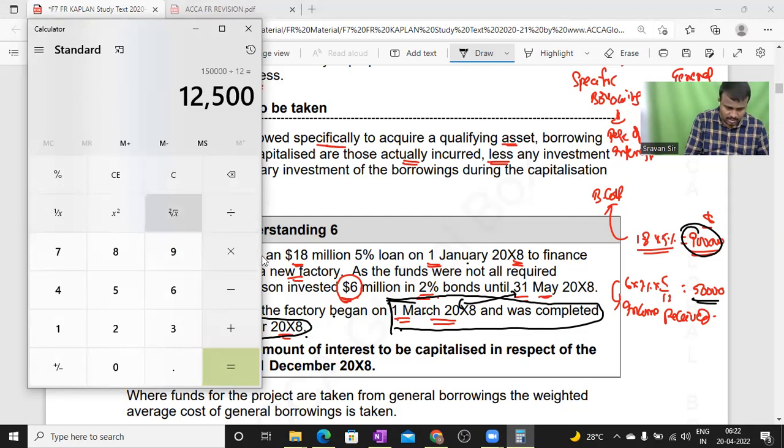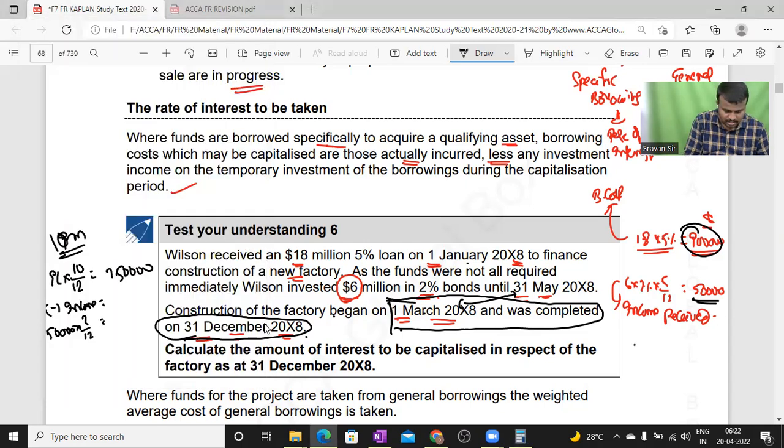That's why, or you may calculate in this way: $6 million into 2% for how many months? 3 months. So 3 by 12. So sorry, 30,000. So how much? 30,000.